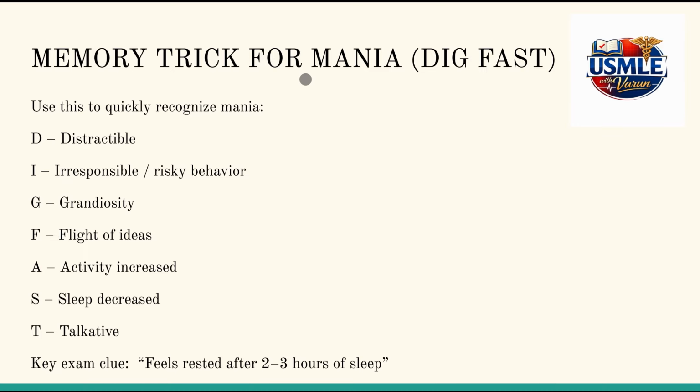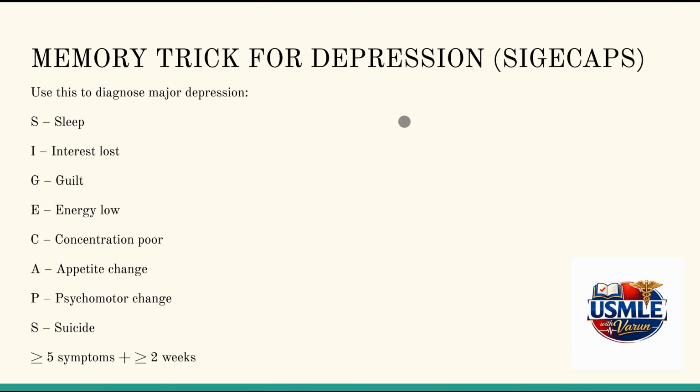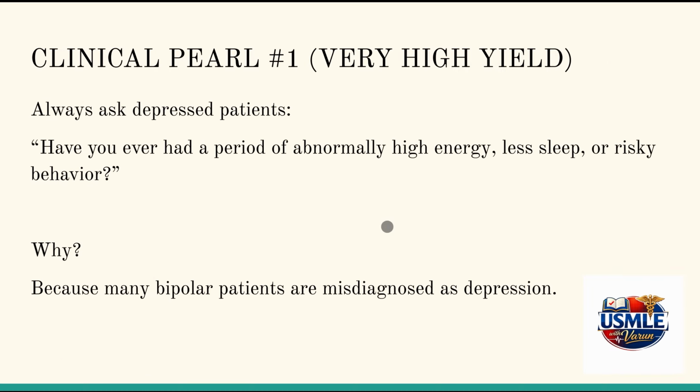We have already discussed the mnemonic for mania: distractibility, irresponsible behavior, grandiosity, flight of ideas, increased activity, decreased sleep, and talkativeness. Symptoms for depression include sleep changes, loss of interest, guilt, low energy, poor concentration, appetite changes, psychomotor changes, and suicidal intent. Five or more symptoms for two or more weeks.